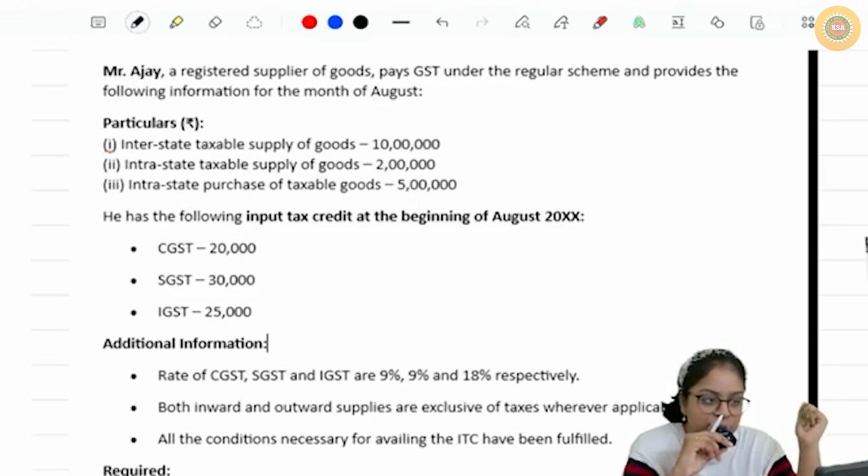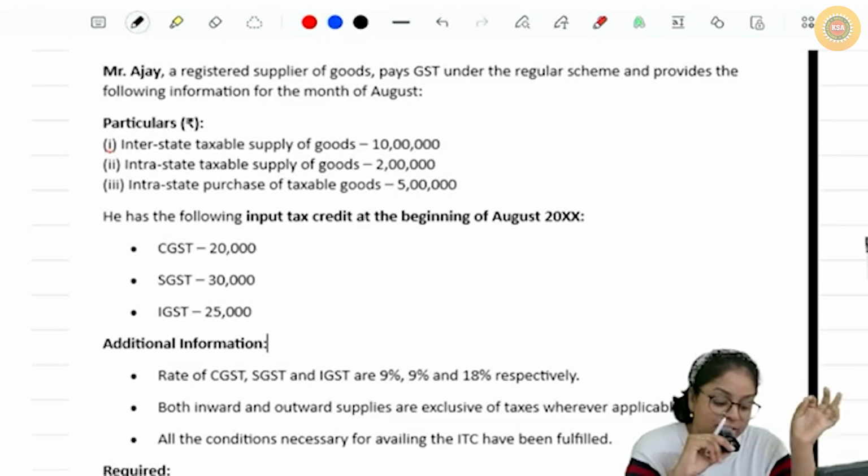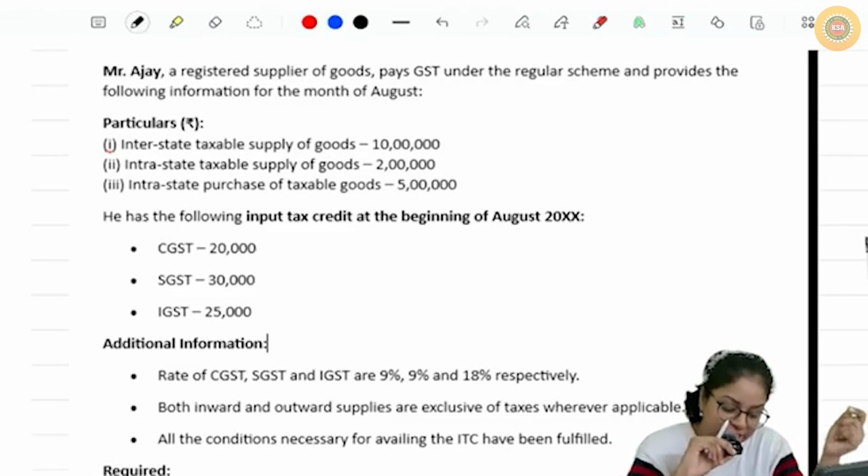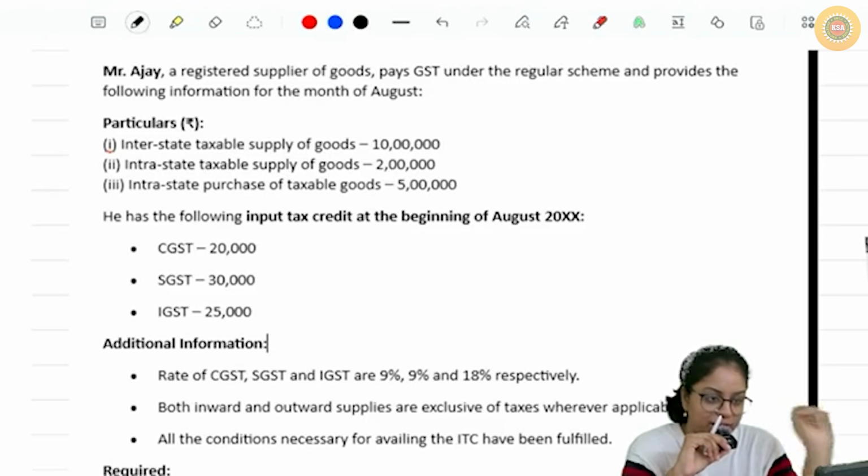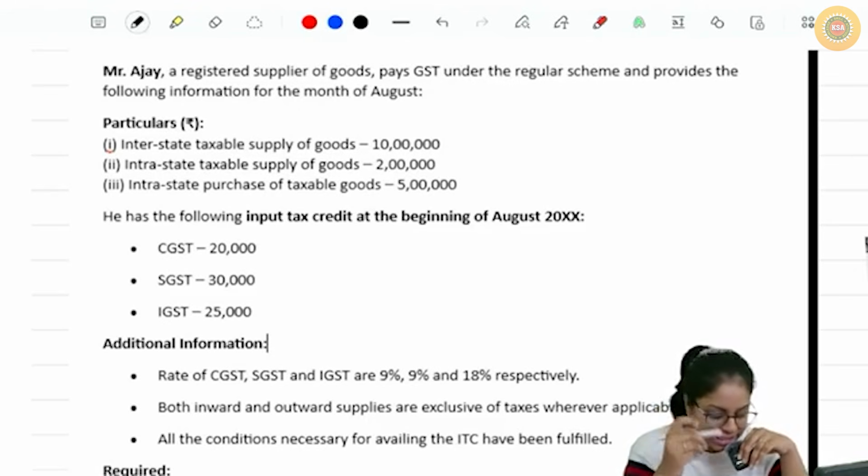Starting with the first question, it says that Mr. Ajay is a registered supplier of goods who pays GST under the regular scheme, and he has provided us the following details. What are the details that he has provided us?